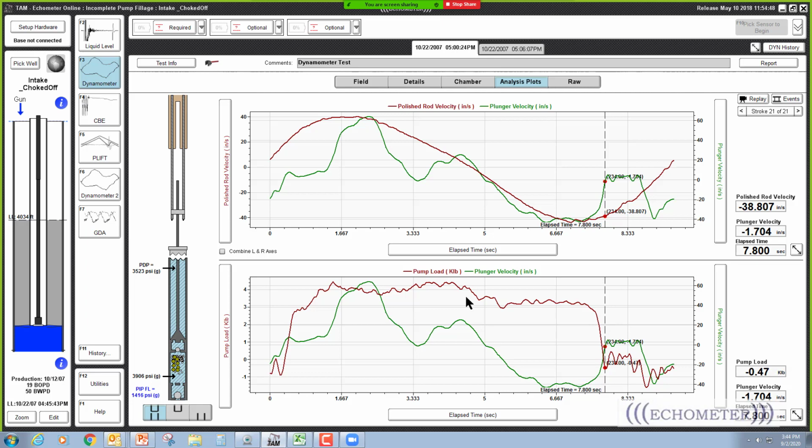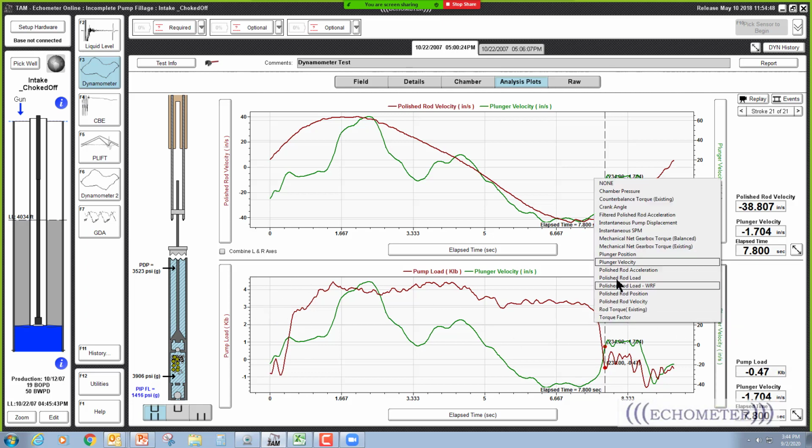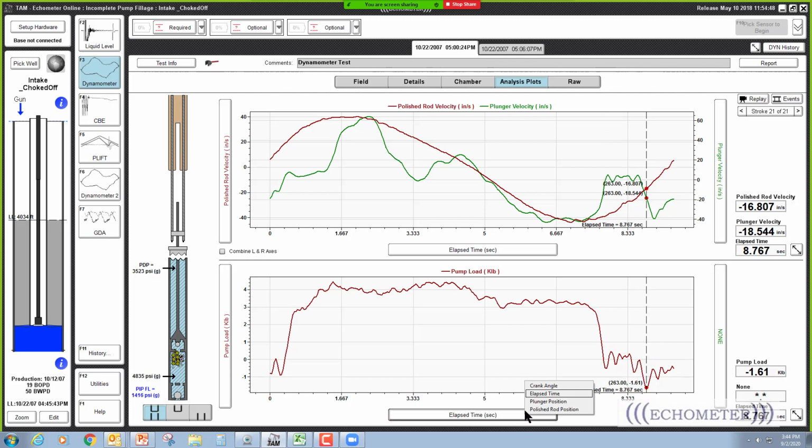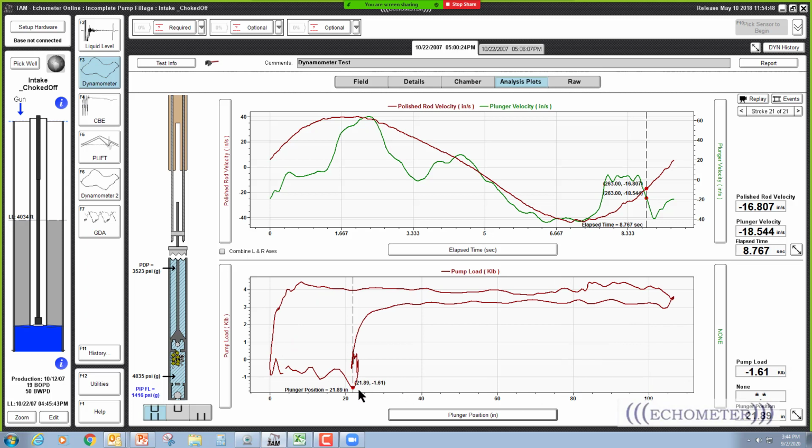So if we turn this, let me turn the plunger velocity off. Now I'm just plotting pump load. I'm going to pull the pump load line over to that negative load right there, and I plot this versus plunger position. That negative load is after the plunger has stopped for a while, after it pounded into the fluid and stopped. And then you see that negative load.